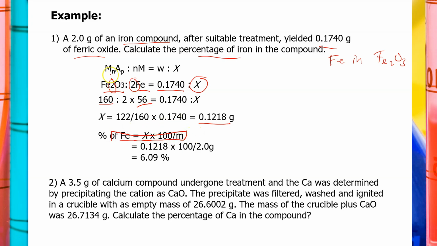M is the mass of the iron compound. X is the mass of iron in ferric oxide, times 100 over 2 grams. Then you will get the percentage of iron in the compound. Why don't you try question 2?